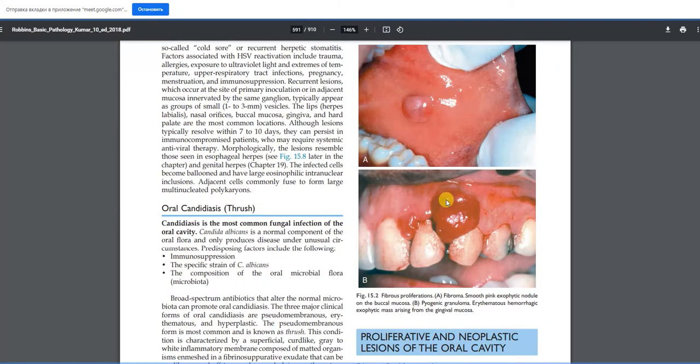But here is a pyogenic granuloma. What is a pyogenic granuloma? It's a result of chronic inflammation. For example, here you see this caries-containing tooth. It causes gingivitis, and in case of untreated chronic gingivitis, of course, it can cause a pyogenic granuloma.